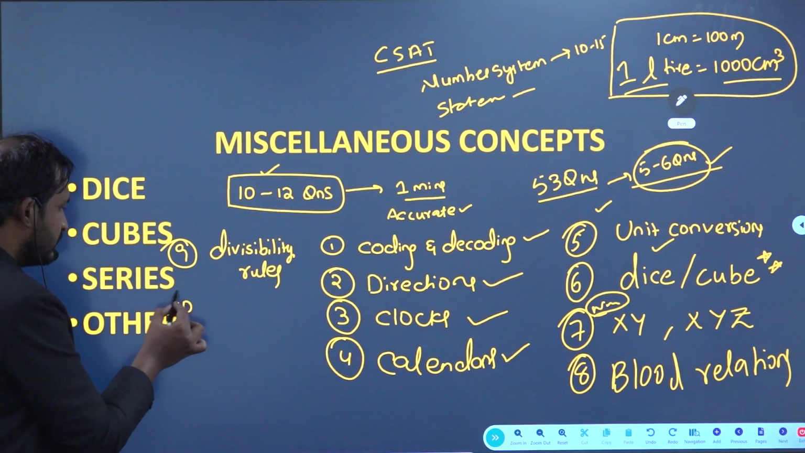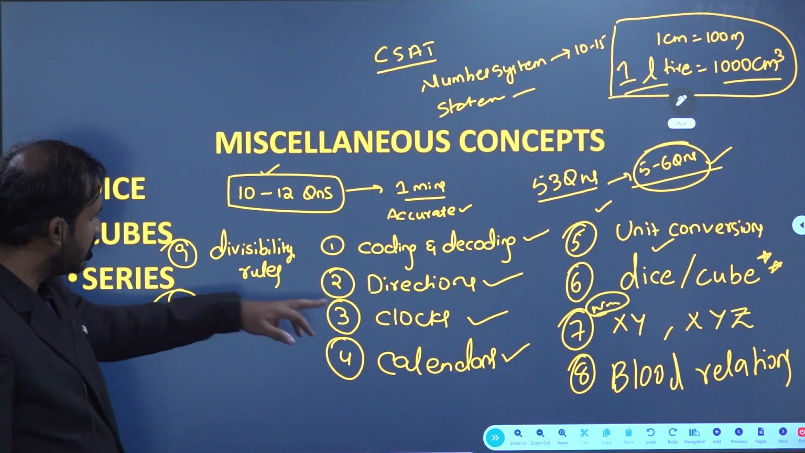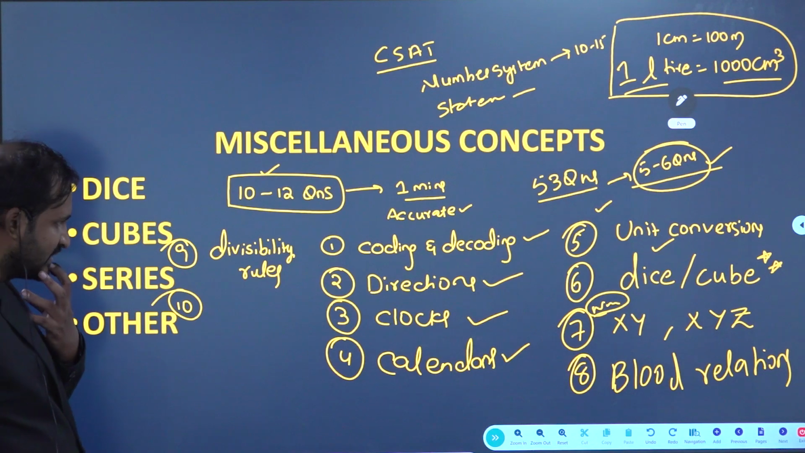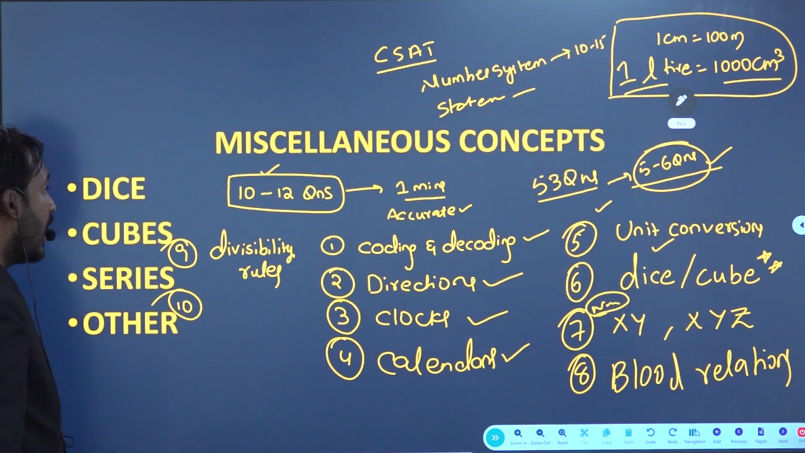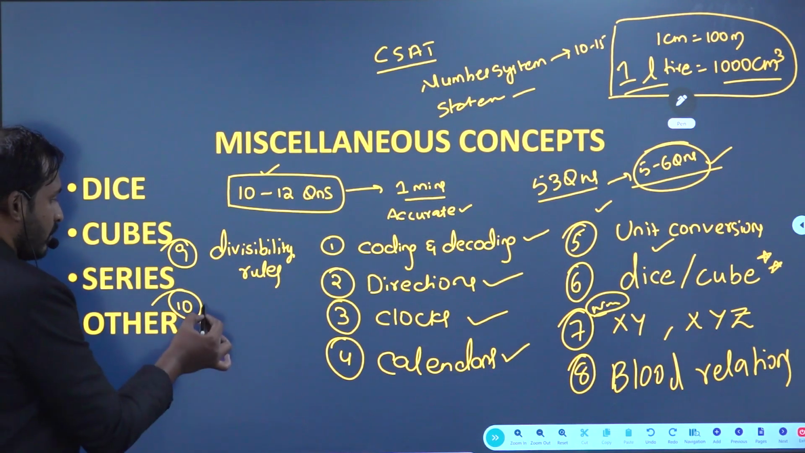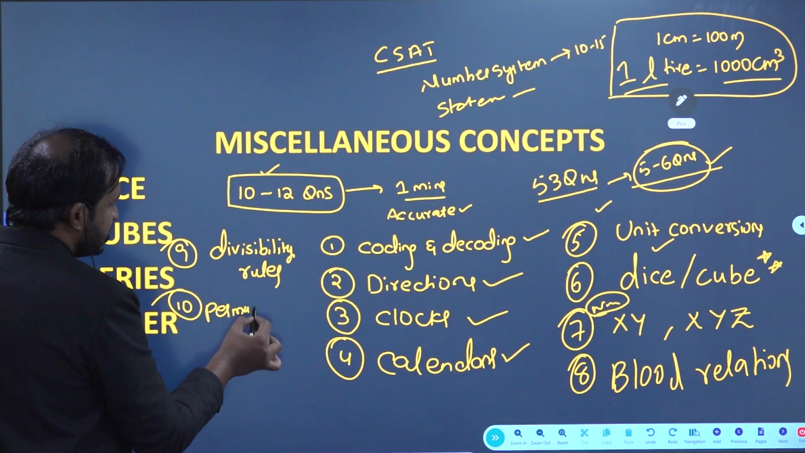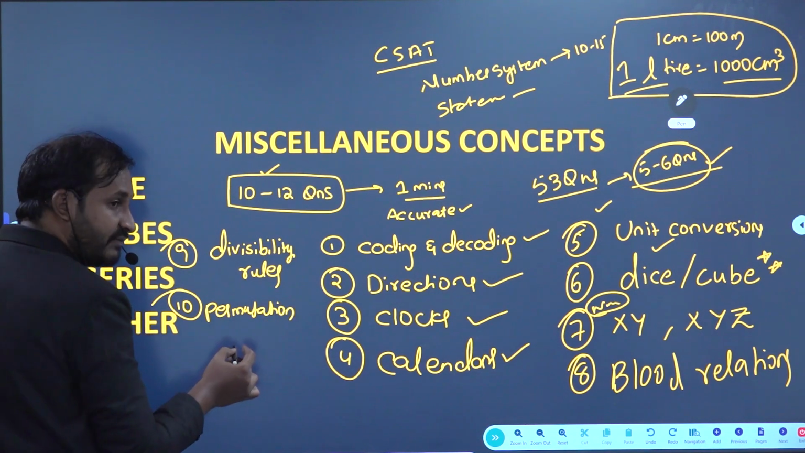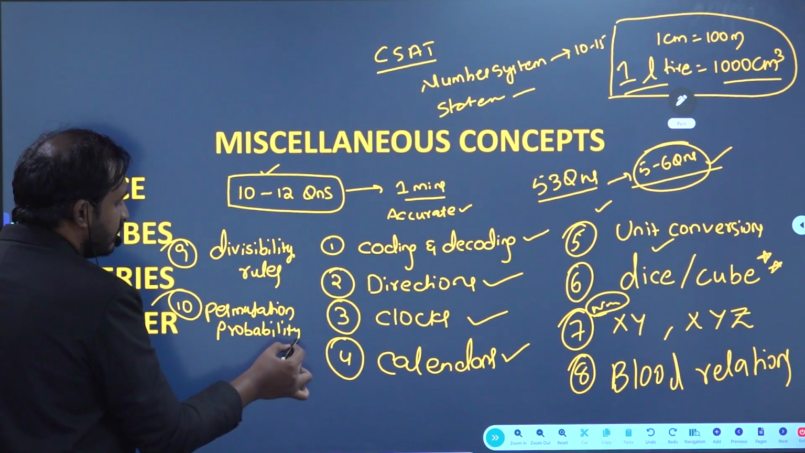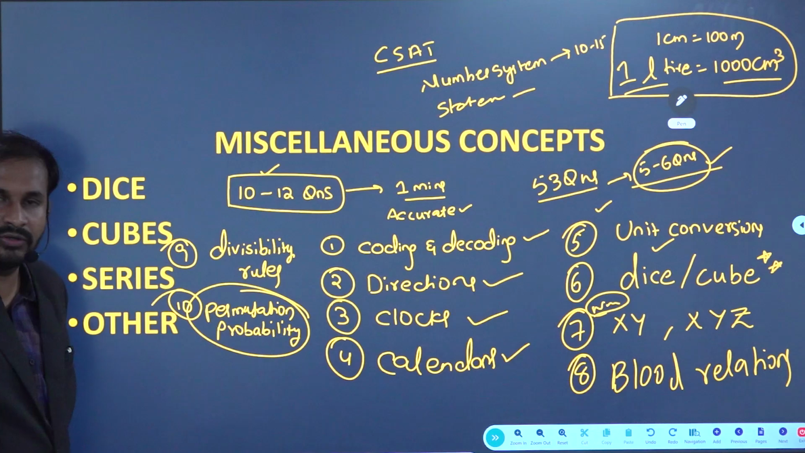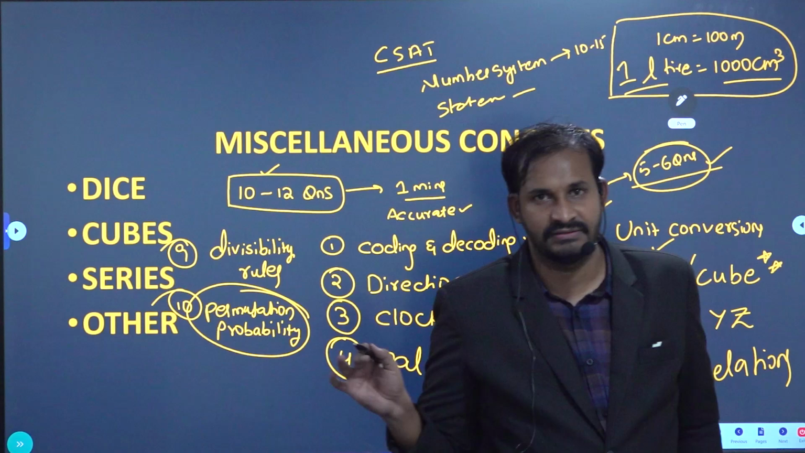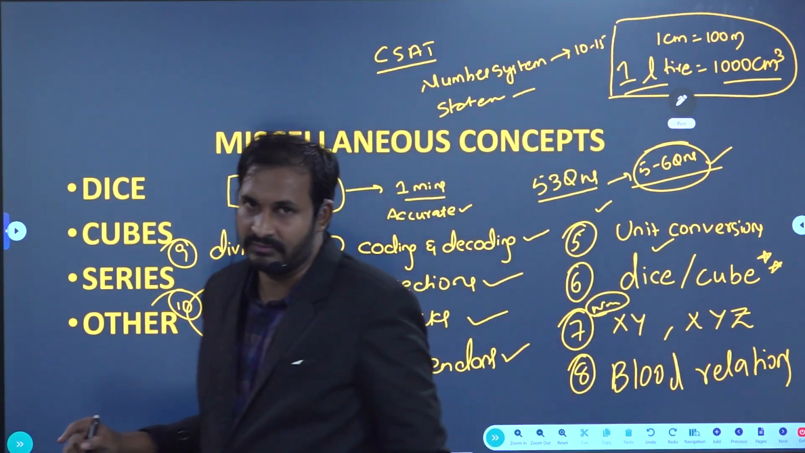Okay, next, the questions based on coding, decoding, directions, clocks, calendars, unit conversion, dice or cube, and blood relations. And what are the other concepts? If the question is related to permutations, combinations and probability, if it is a simple one, solve it. If it is a difficult one, leave it. Already we discussed how to solve them in an easy manner. If you are able to understand the question and answer it, go for it, else leave it. Definitely they are asking some questions from this one also.